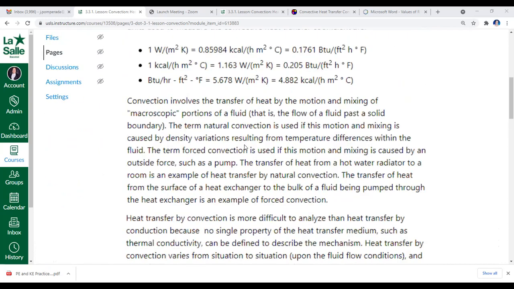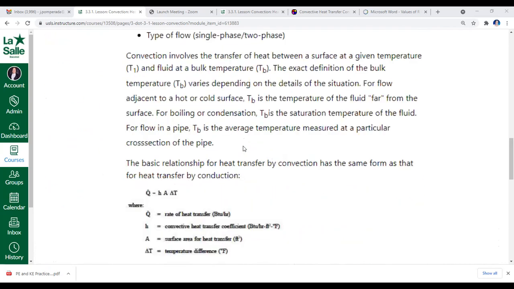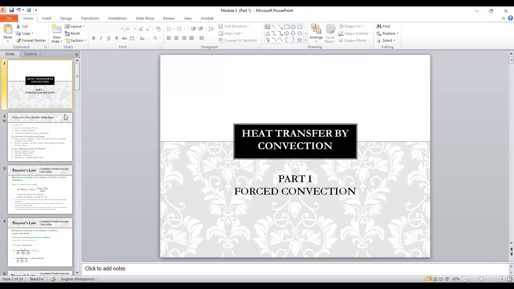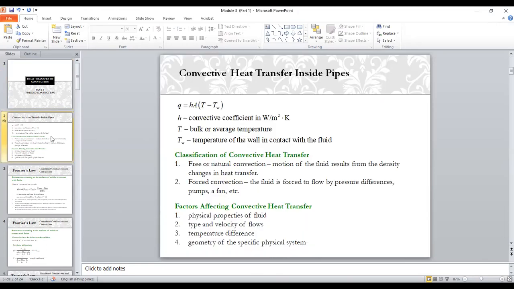You have none? Okay, so I will now share a new slide. Let me check part 1. Okay, so this is my part 1 slide, where I tried to insert the prayer video a while ago. Can you see the slide? Yes, miss. Okay, so this is for forced convection.